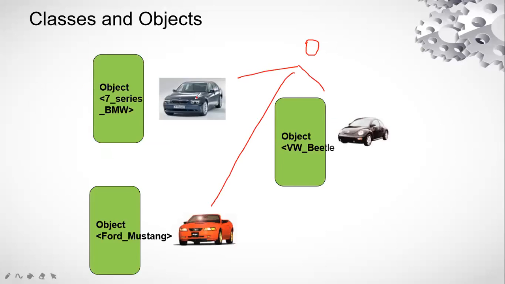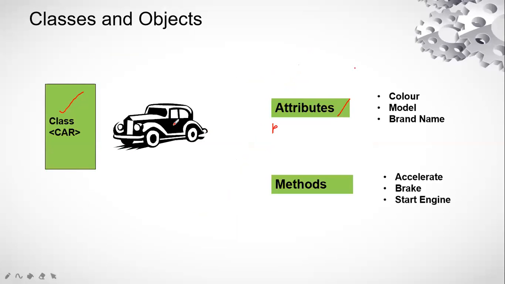Such as the color of this car is gray, the color of this car is red, and the color of this car is black. So here the values of these properties, these attributes, are different from one another. But the attribute is the same, that is the color. Same way, we are going to see the brand name and the model, right?